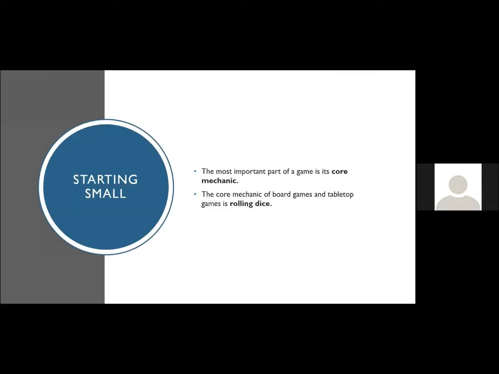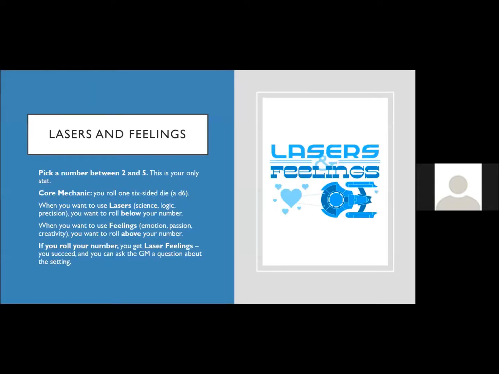So, again, starting small, the most important part of a game is its core mechanic. The core mechanic of board games and tabletop games usually is rolling dice. We're going to be basing our system on an extremely simple one-page RPG called Lasers and Feelings. The way this game works, you only have one stat. Pick a number between 2 and 5.